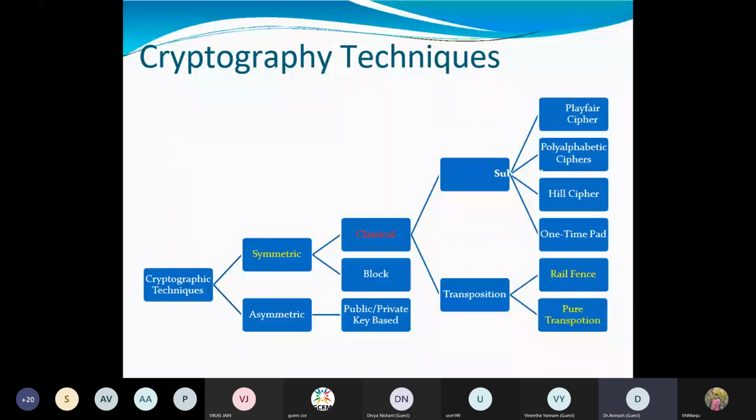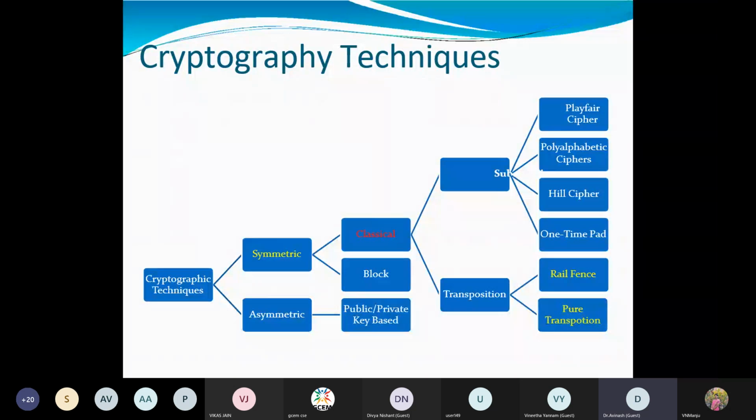This is a cryptographic technique. So this is where we have to do our exact discussion. Cryptographic techniques basically are of two types. One is a symmetric cryptographic technique, and the other one is an asymmetric cryptographic technique. So these two cryptographic techniques are broadly classified.